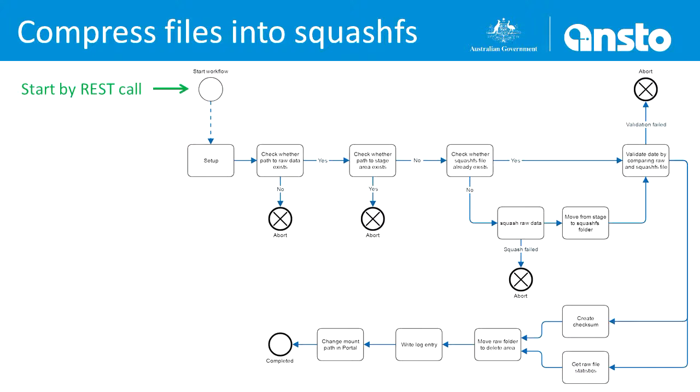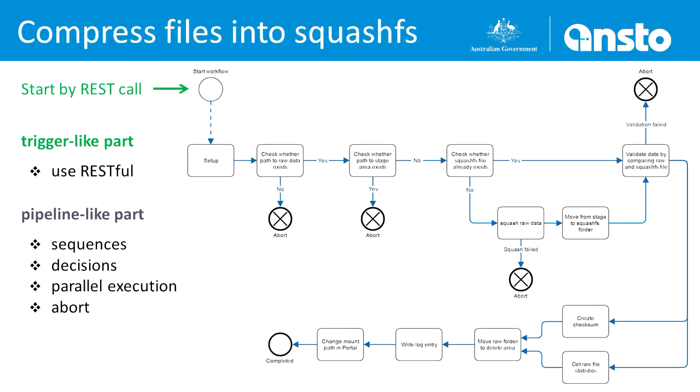And in this particular case, it started with a REST call, because we have services at our beamlines that under particular circumstances call that and say, oh, we're ready, compress the data, and there comes a REST call. So again, you have these sort of parts where you have a trigger-like part with a RESTful interface, and you have a pipeline-like part, that's the whole thing pretty much, with all these elements that I just mentioned.